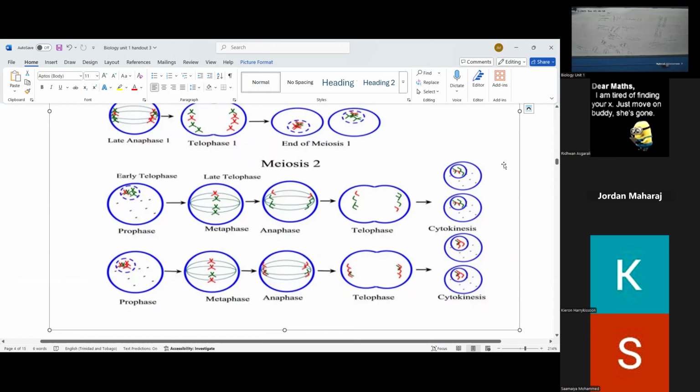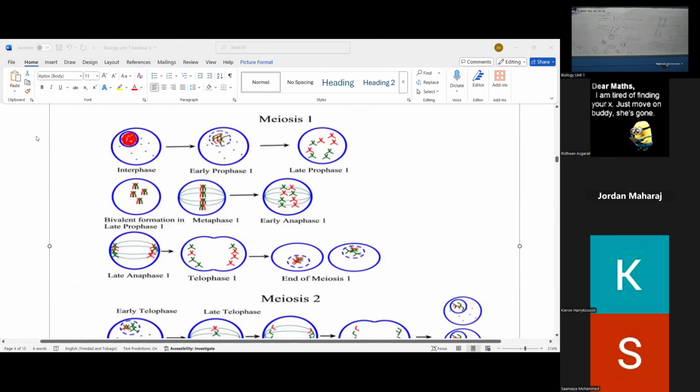A good way to remember it is to remember the key stages, and then associate what's happening afterwards. So in prophase of meiosis one, we know the significant events of prophase. At the end of prophase, I should have crossing over.